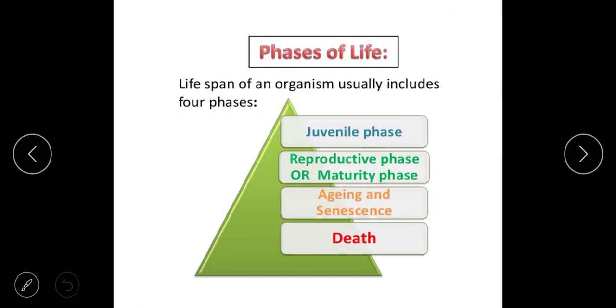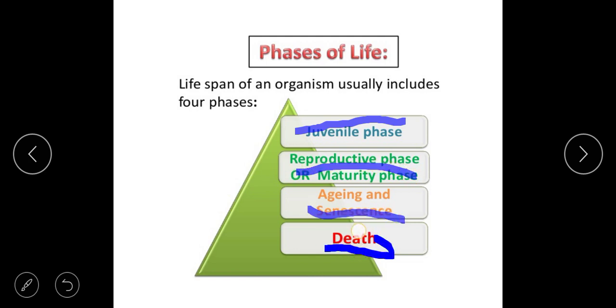Students, I just want to tell you here, I have just told you about the lifespan. In the lifespan of an organism, it undergoes different stages such as the juvenile phase, the reproductive or maturity phase, aging and senescence, and finally death.